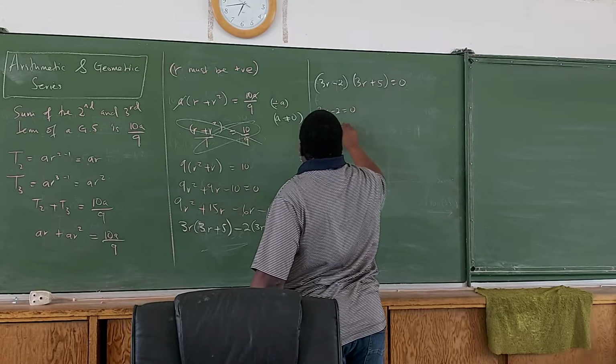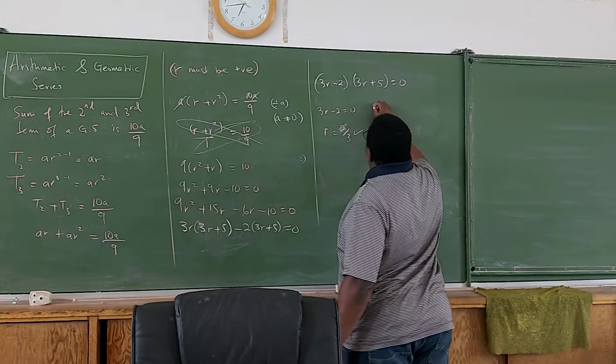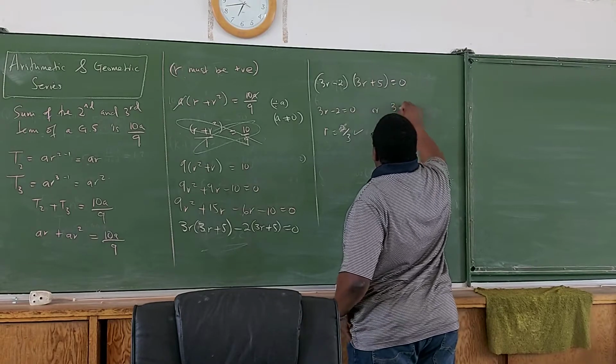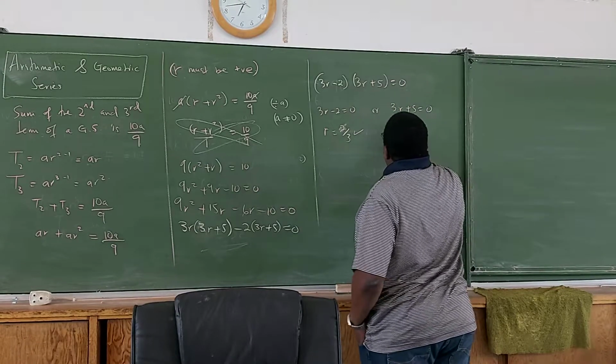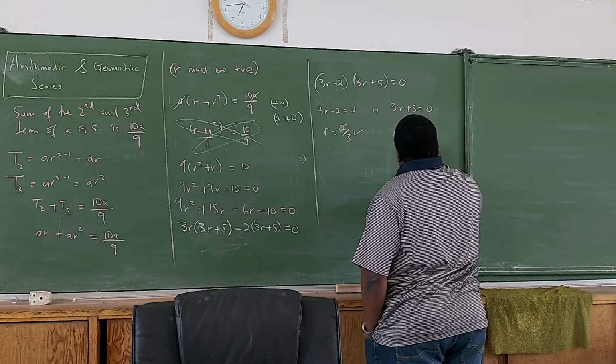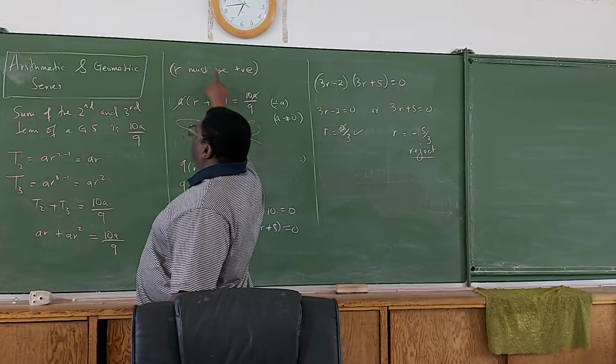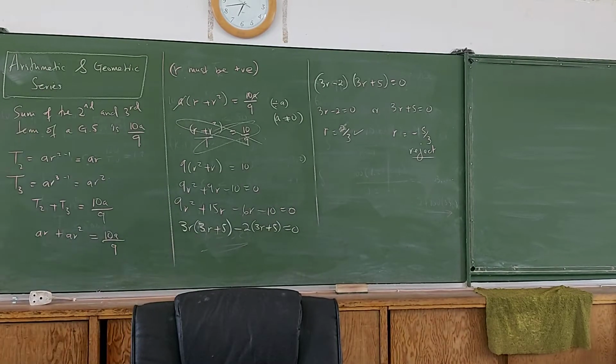Here r is going to be nothing but 2 over 3, which is the required solution. Or here r is going to be nothing but minus 5 over 3. And we are going to reject this because they're saying the ratio must be what? Positive.